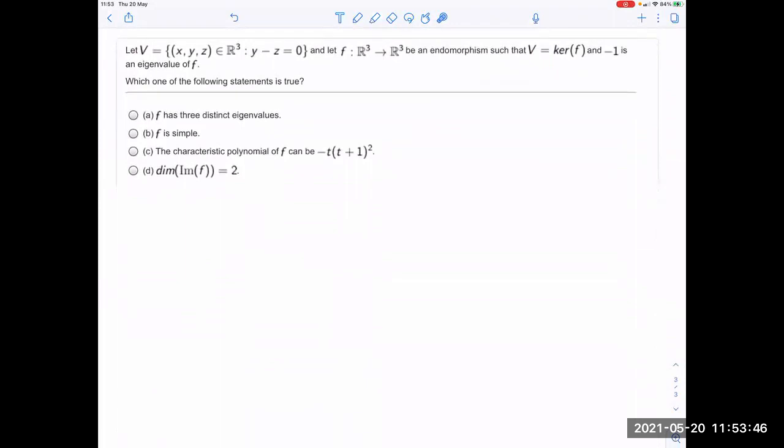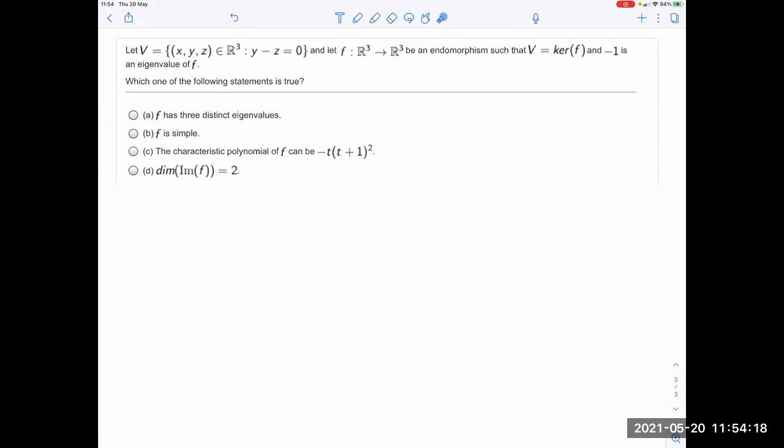So we are given an endomorphism. We know something about its kernel. We know something about an eigenvalue. And we want to know which statement is true. Okay, so let's see how you can do this. How can you work out which one among A, B, C, and D is correct? Okay, so in the meanwhile, I'm looking in the chat.